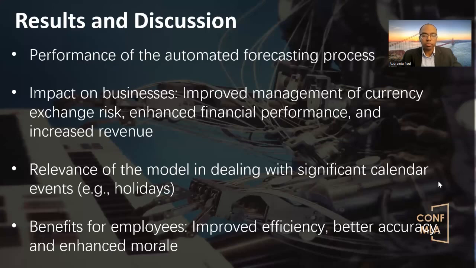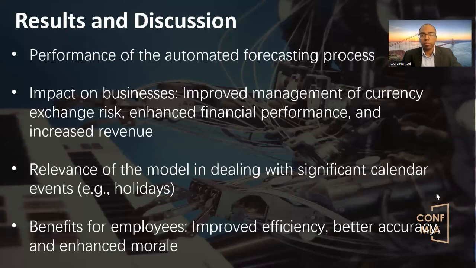Then we have the relevance of the models for significant calendar events. So for instance, the holidays might have a lot more importance, which the ARIMAs or SARIMAs might not be able to factor in. The machine learning models based on statistically significant factors might actually put more weight on some of those holidays compared to others, and that might improve the forecasting accuracy.